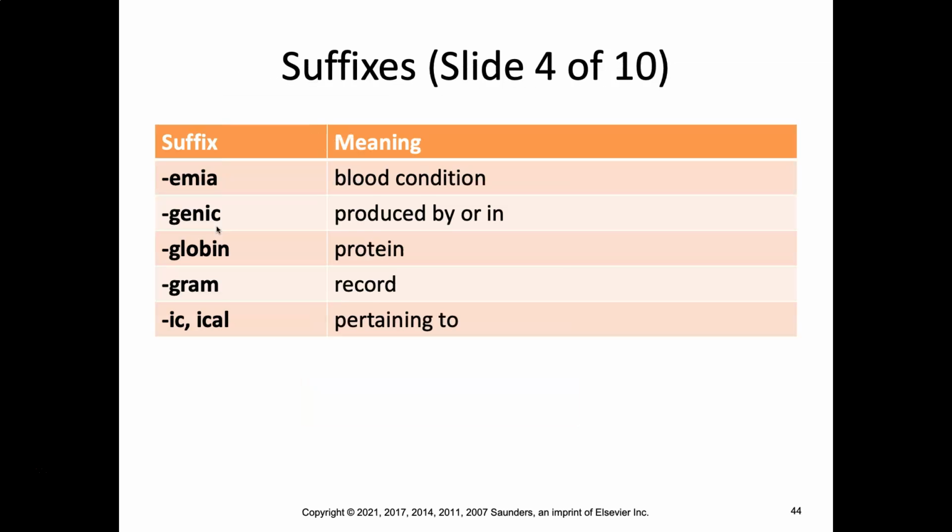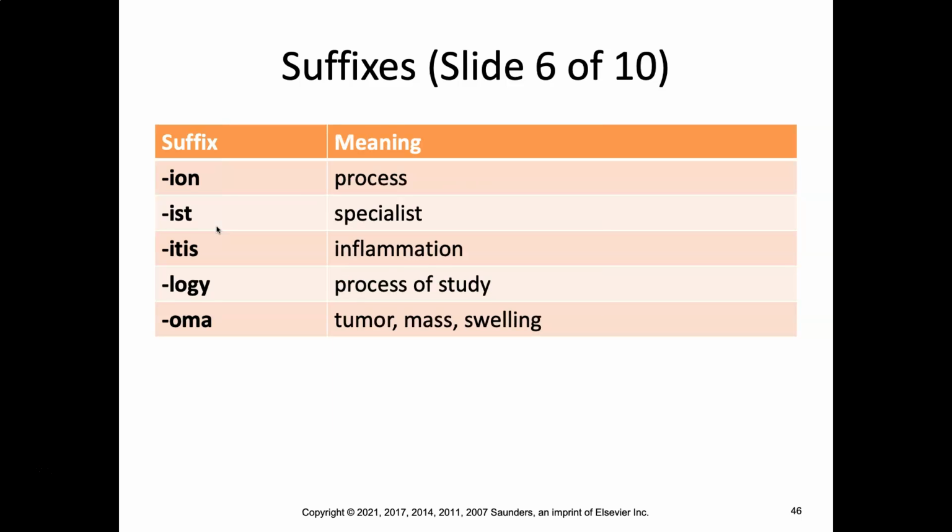All right, so some more suffixes. Emia is a blood condition. Genic is produced by or in. Globin is a type of protein. Gram, record. Ick and ickle are pertaining to. So now we have four suffixes that mean pertaining to. So make sure you're familiar with all of those.